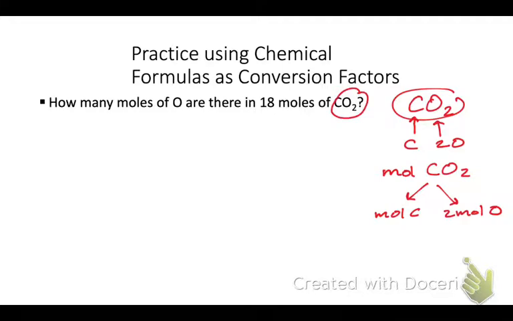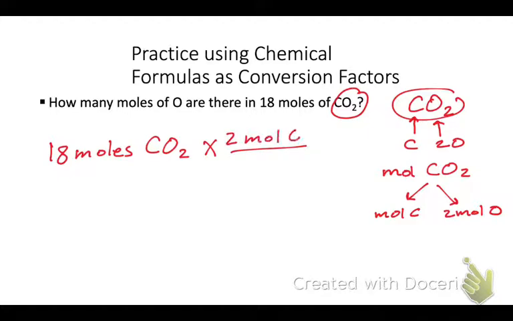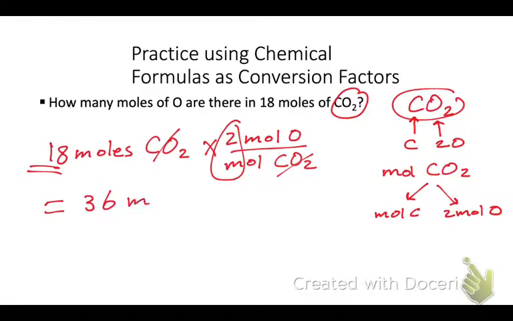If they're asking how many moles of oxygen atoms there are, I'm going to start with 18 moles of carbon dioxide, and I'm going to say there are 2 moles of oxygen atoms for every 1 mole of carbon dioxide. This cancels out. The answer will be, of course, this is exact, so my sig fig determination will be 36 moles of oxygen atoms.